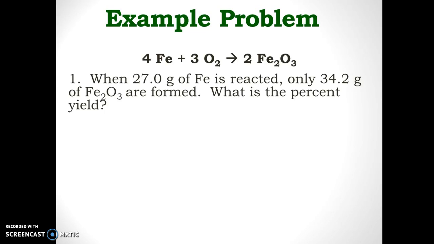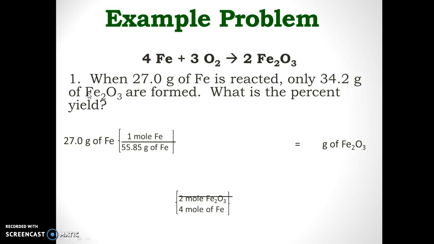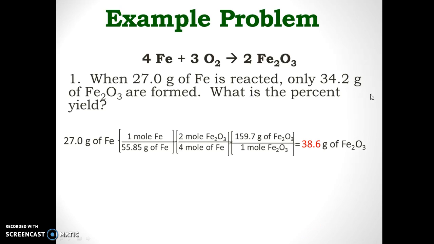So let's look at example problem 1, and this isn't on your worksheet, but let's just do it. Okay, so we're starting at 27 grams of iron and we want the iron oxide formed. So I just do stoichiometry, and I figure out the theoretical amount of iron oxide that could be formed. Now in my problem, I'm going to be given an actual. So I'm given 34.2. My calculated is theoretical. My actual is given to me in the problem.